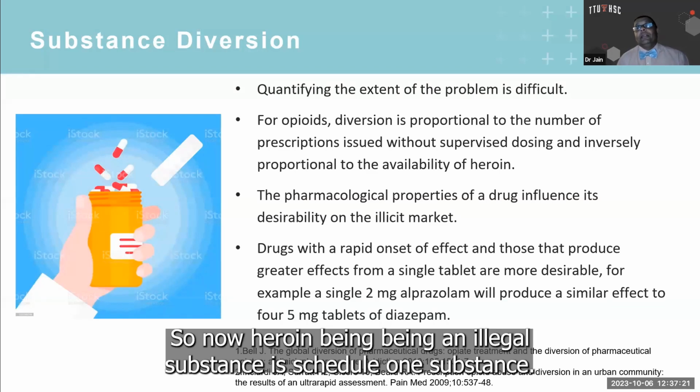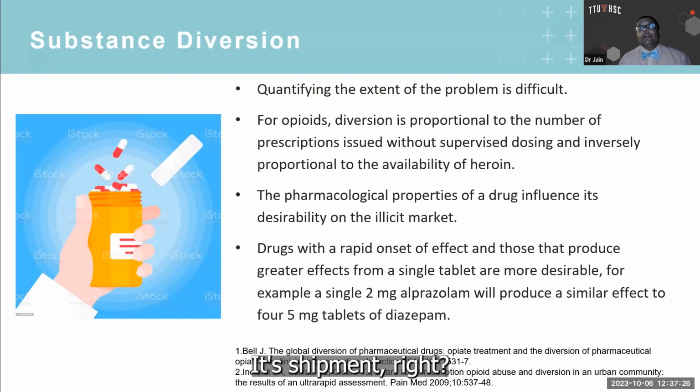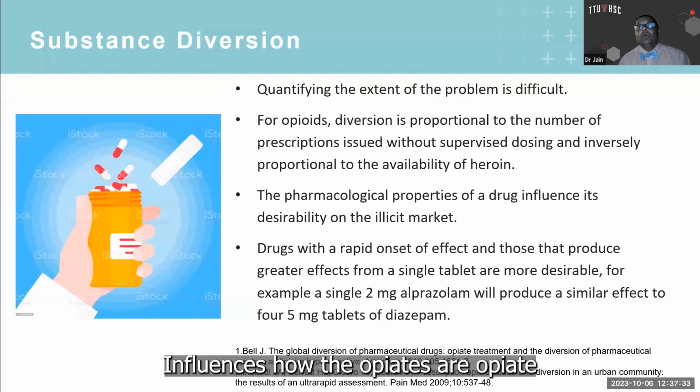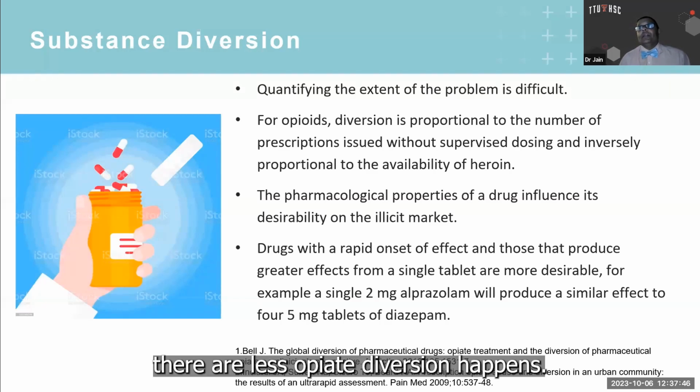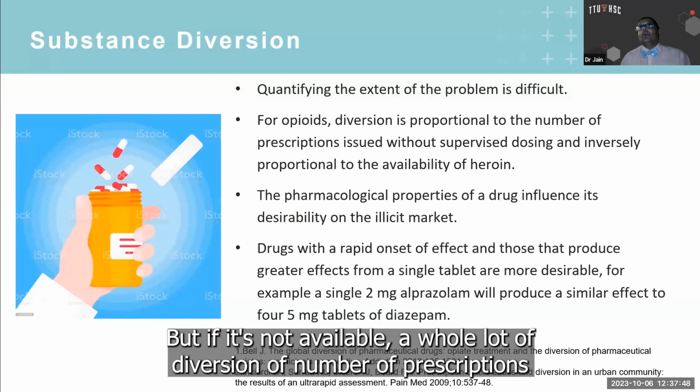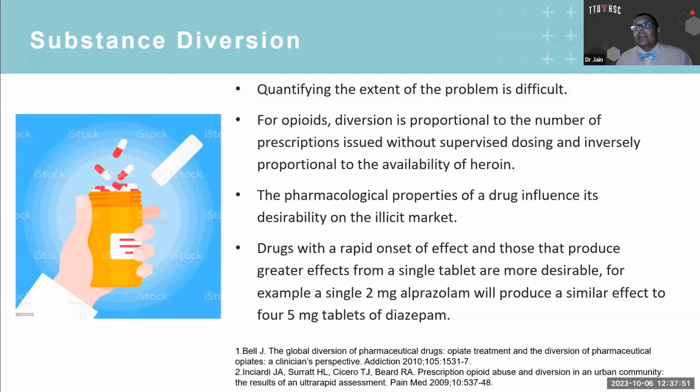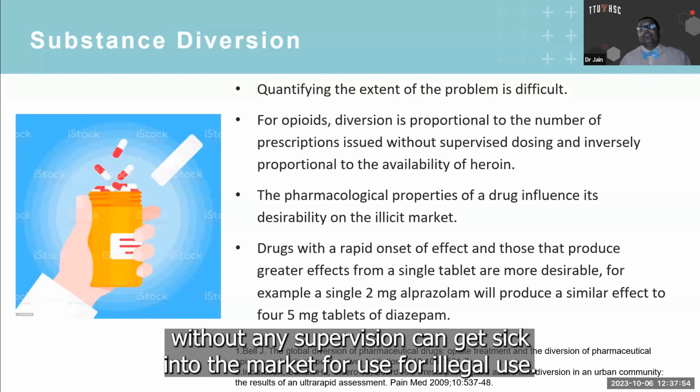So heroin, being an illegal substance, is a Schedule I substance. Its shipment, or its availability in the market, directly influences how prescription opiates are being used. So if there's a whole lot of heroin available on the streets, less opiate diversion happens. But if it's not available, a whole lot of diversion happens, and a number of prescriptions without any supervision can get seeped into the market for illegal use, right?